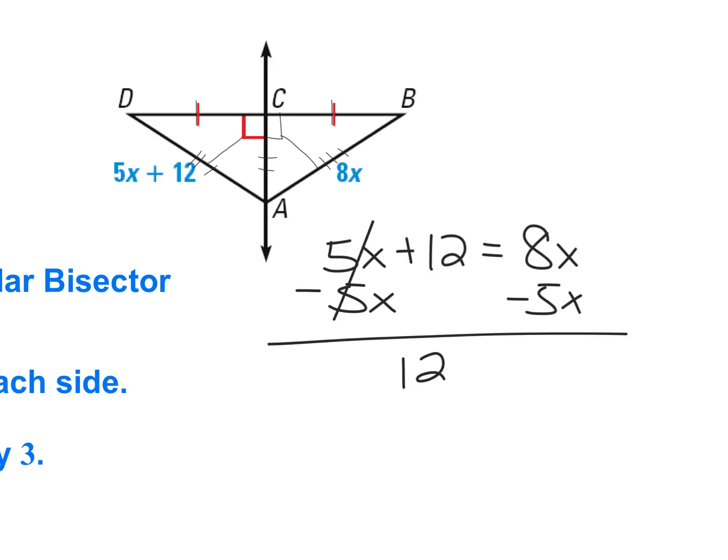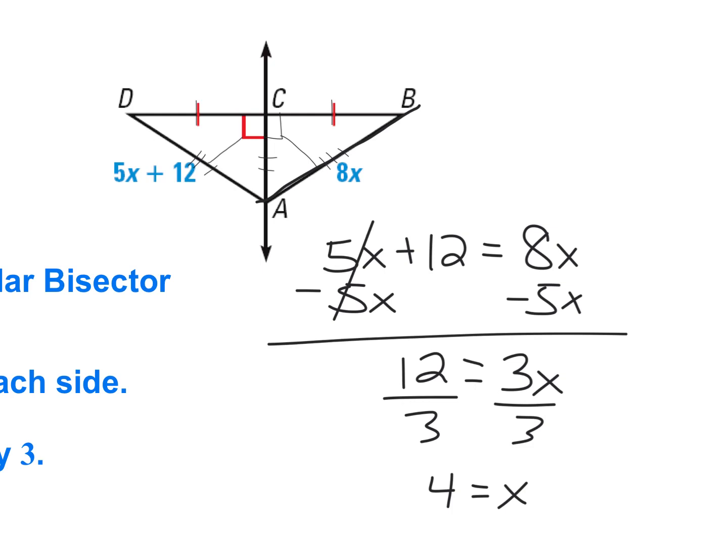So we have 12. What's 8x minus 5x? 3x. Now what's my last step? Divide by 3. 4x. So we get 4 equals x. And all this wanted was to find x. Okay. What if it wanted to know the angle, or the measure of AB? We found x. How do we find the measure of AB?